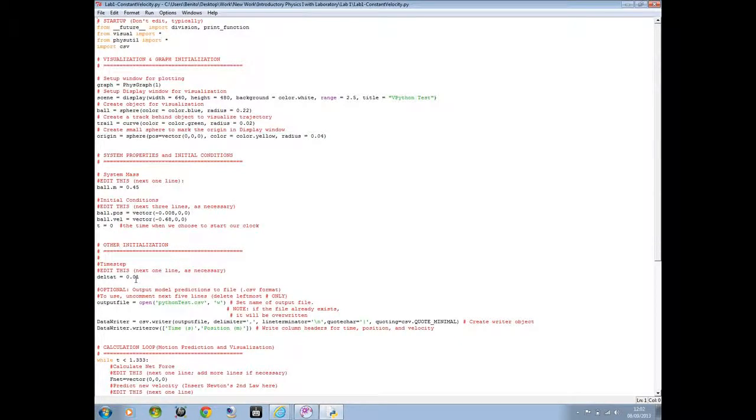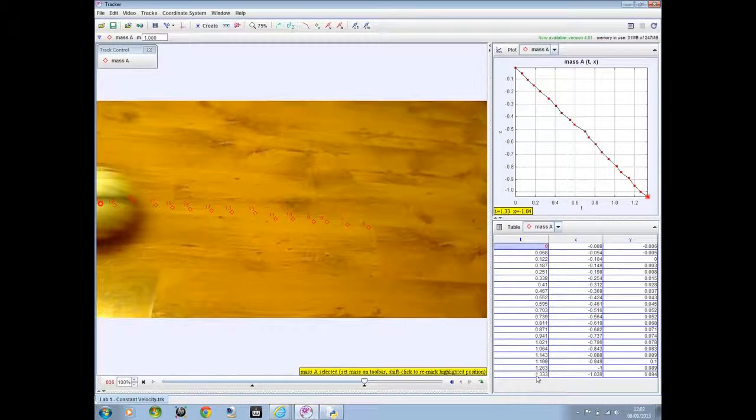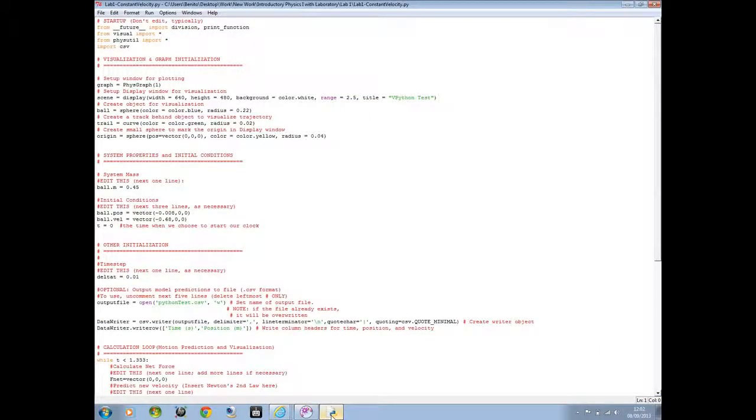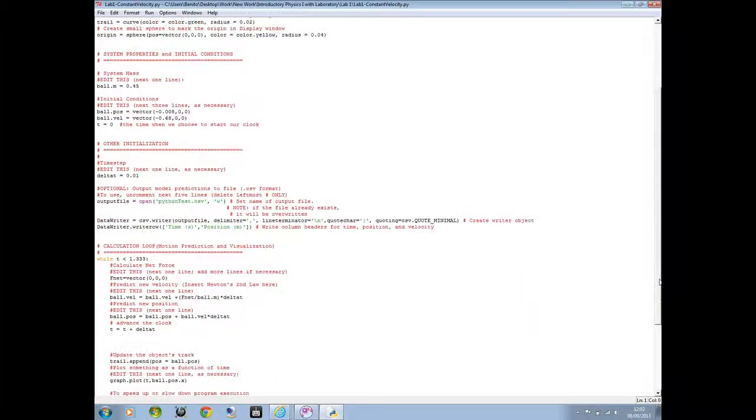Now looking at the time step, I've taken delta t to be 0.01. We can take 100 readings in a second there, and if we just go back to Tracker for a second, we can see that it lasted for 1.33 seconds. So we're going to take around 133 readings when doing the experiment for the model. Right, so now moving along down, we're going to look at basically what is going to be carried out during the loop.